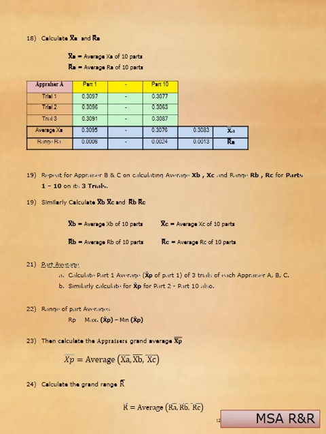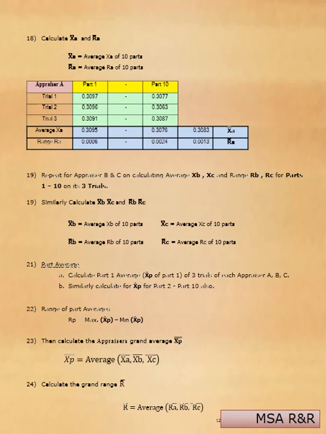Calculate X bar A and R bar A. X bar A equals the average of XA over the 10 parts. R bar A equals the average of RA over the 10 parts. See the calculations below. Repeat for appraisers B and C, calculating the average XB, XC and range RB, RC for parts 1 to 10 of their 3 trials.